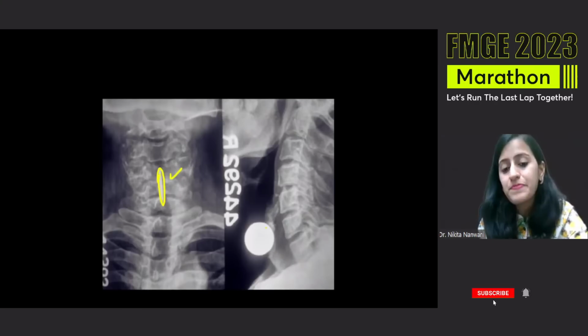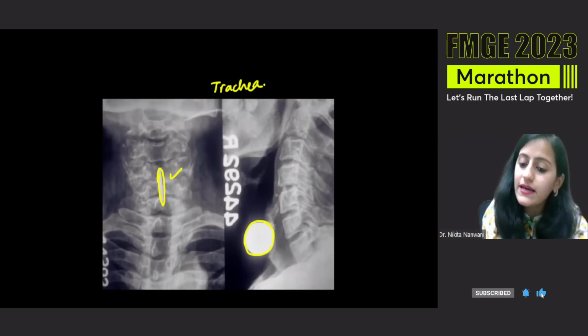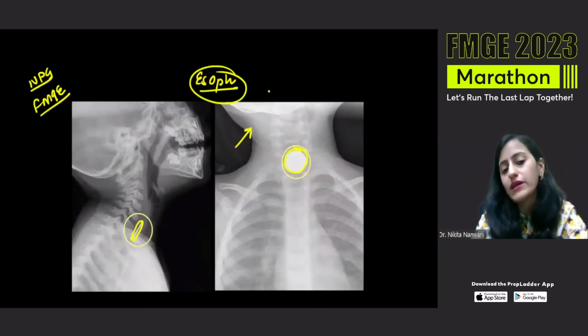So that is what we see in the frontal radiograph. If it is slit-like in the frontal radiograph and rounded in the lateral radiograph, this is the coin in trachea. Okay, this is the coin in trachea.